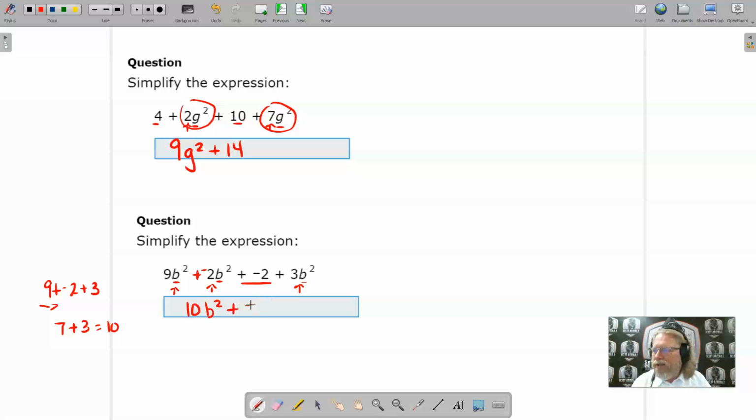Now I could put plus -2, but it would look a little more proper if we just made it -2. So I changed the sign, right? And then I took the opposite of the next number. So change addition to subtraction. The opposite of -2 is +2. So -2 is the same as plus a -2.